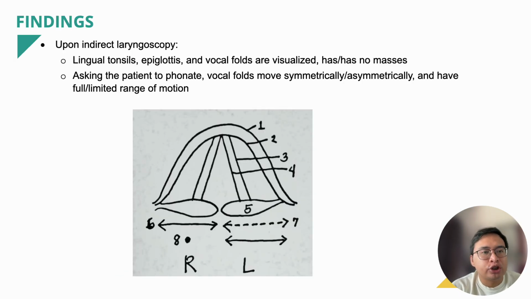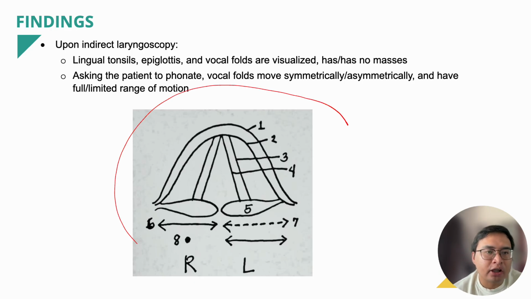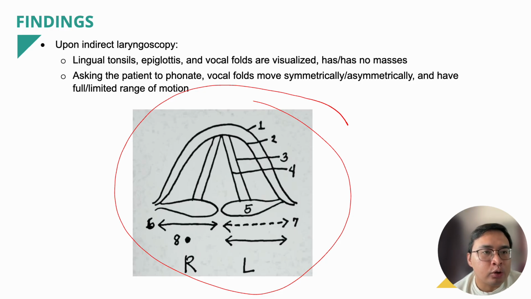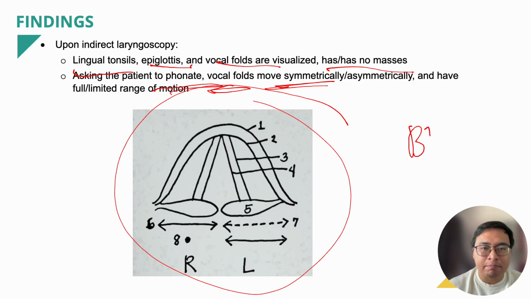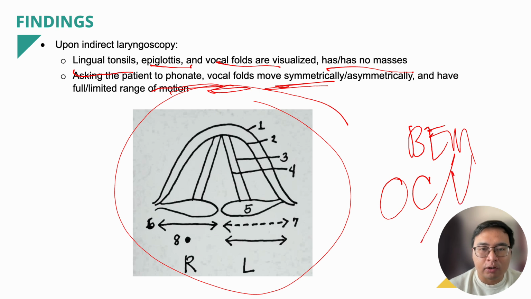So upon indirect laryngoscopy, you should be able to note the following structures, and you should be able to draw this. Right. So we're able to visualize the lingual tonsils, the epiglottis, and the vocal folds. Are there any masses? When you ask the patient to phonate, were the vocal folds moving symmetrically, and was there a full range of motion? Alright, and that's it for our lecture on the basic eye exam and the examination of the oral cavity as well as the vocal cords.